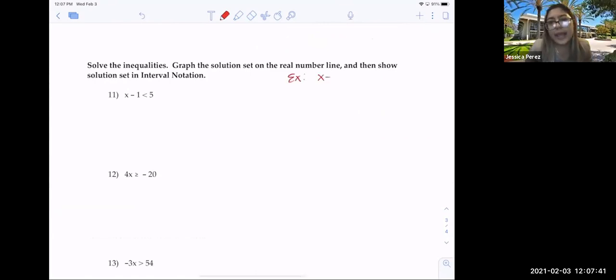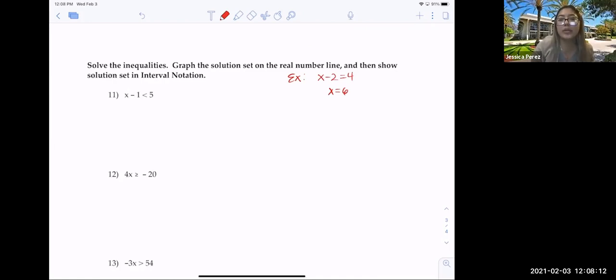An example, x minus 2 equals 4. How would you solve that? You just bring the 2 over by adding, right? You get x equals 6, and you're done. But for inequalities, you won't have one answer. You have multiple answers. You have an interval as an answer. Is that clear? So if we look at question 11, what would we have to do to solve x?